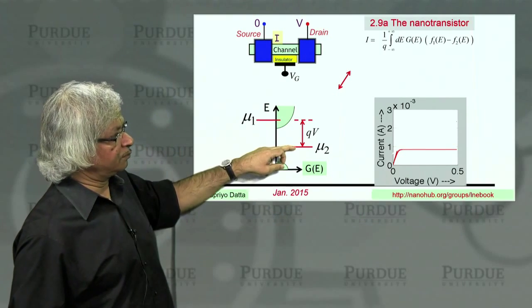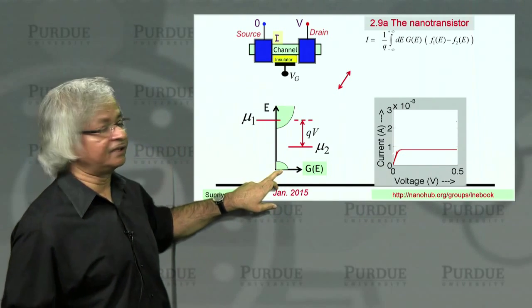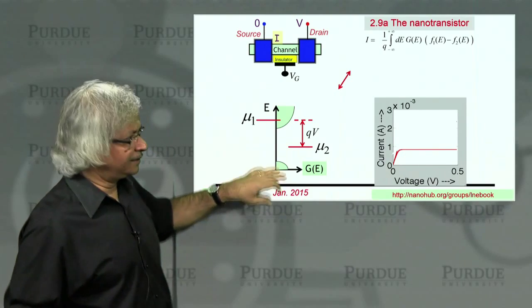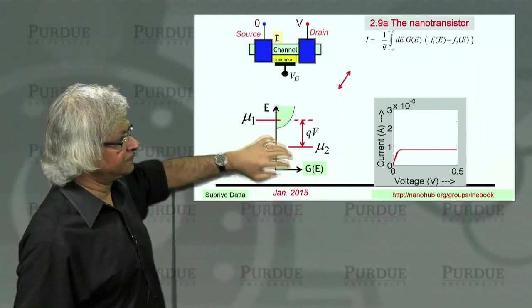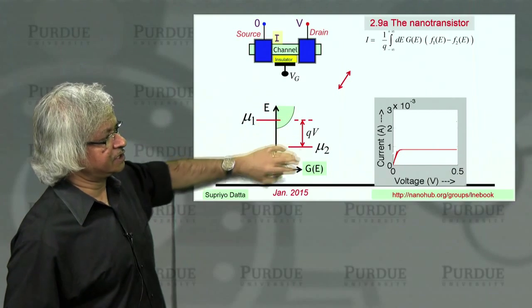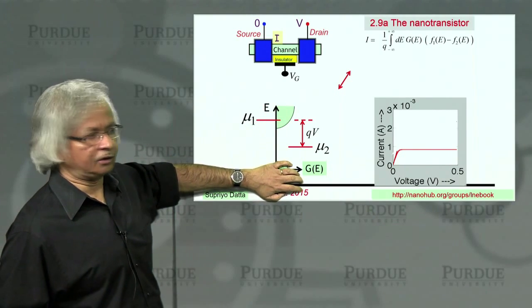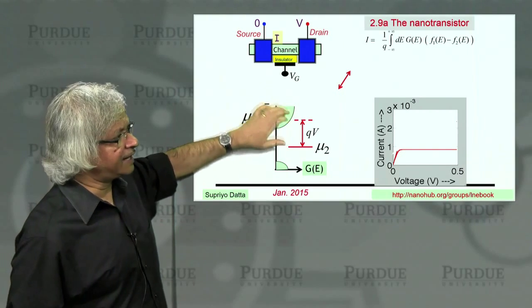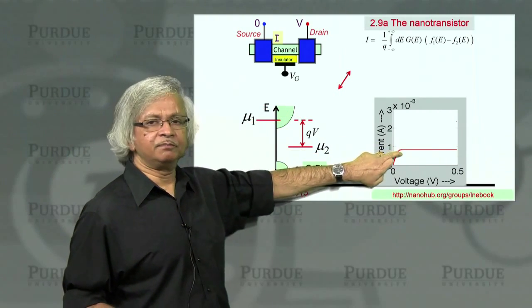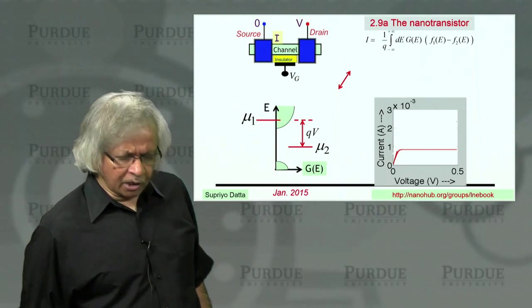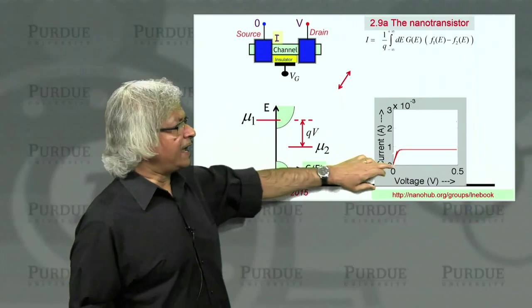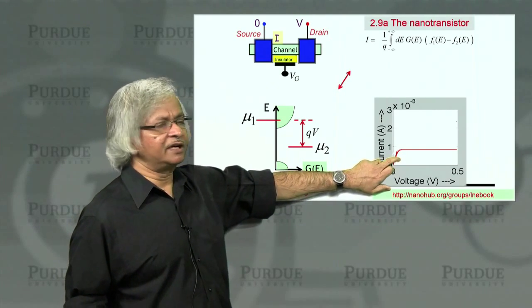Now, of course, if you pulled it down further so you actually get to the other band, then again current would start flowing. But as I said, usually in this discussion, the voltage ranges are such that you don't worry about that at all. So you're really talking about just this range, and in that case, the current would saturate perfectly.